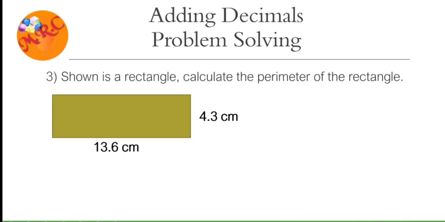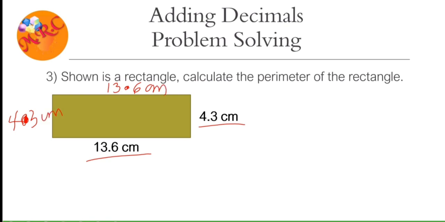Another problem solving question. So here, shown is a rectangle. Calculate the perimeter of the rectangle. So if we're calculating the perimeter of the rectangle, what you know about the rectangle is that opposite sides are equal. So if here is 4.3, then that means this side is also 4.3. Great. And then if here's 13.6, then here is also 13.6 centimeters, and here is centimeters as well.